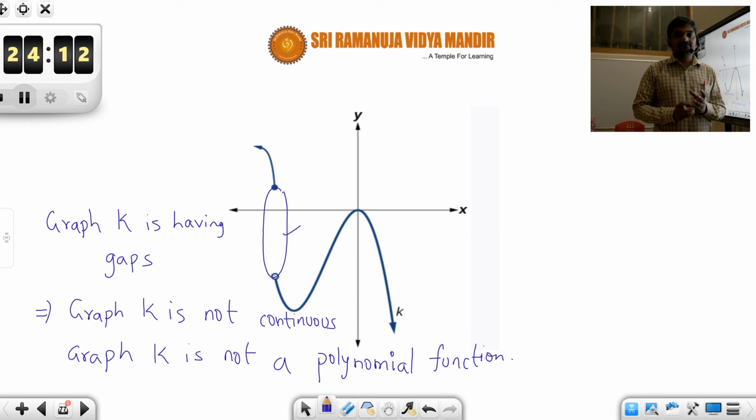Okay, and then how do we classify whether a given graph is a polynomial or not? If a graph is continuous as well as smooth, that is, there are no gaps as well as no sharp corners, we'll classify it to be a polynomial. Okay, students, so let's move to our next topic.